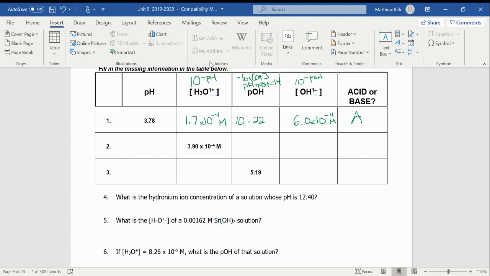All right, let's do another one. Let's look at number 2. So number 2, we're given H plus to start. So again, I would probably start thinking, oh, H plus, pH is my easiest one to get. Remember, pH is found by taking the negative log of that H plus or H3O plus concentration. So into my calculator, I'm just going to go negative log 3.9 times 10 to the negative 4.